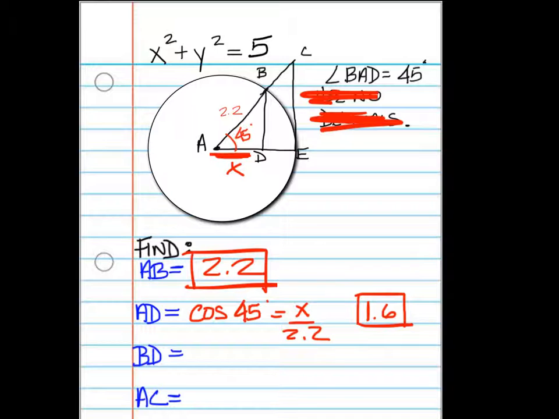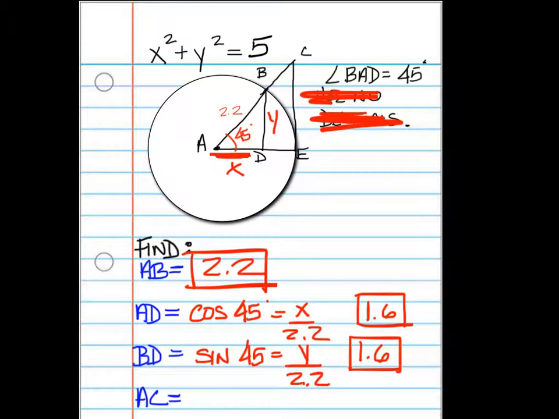BD is the opposite side of the 45, so clearly you would have to use sine. Sine 45 degrees equals the opposite, which we'll call y, over 2.2, so do the same thing again. Sine of 45 degrees, and then multiply by 2.2 to get 1.6. In fact, on that one, you may not have even had to have done that to get the answer because it's a 45-45-90 triangle. Both legs have to be equal, so they're both 1.6.